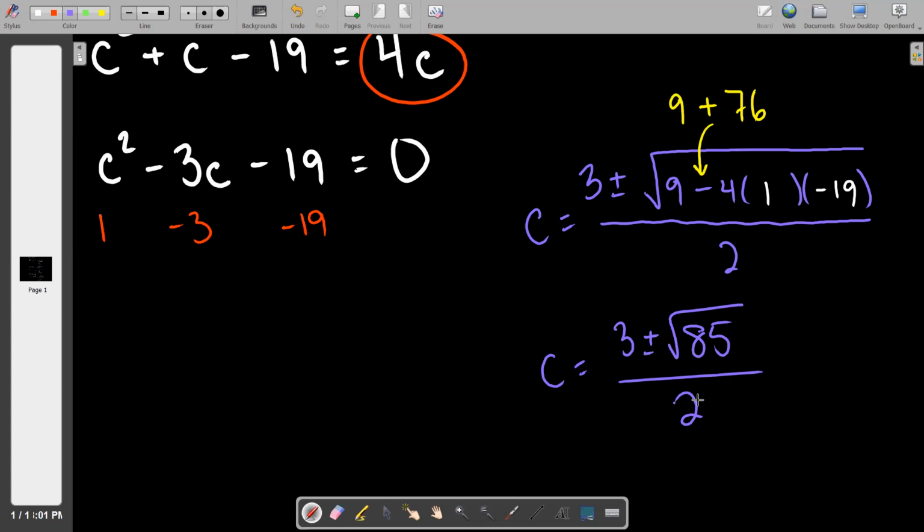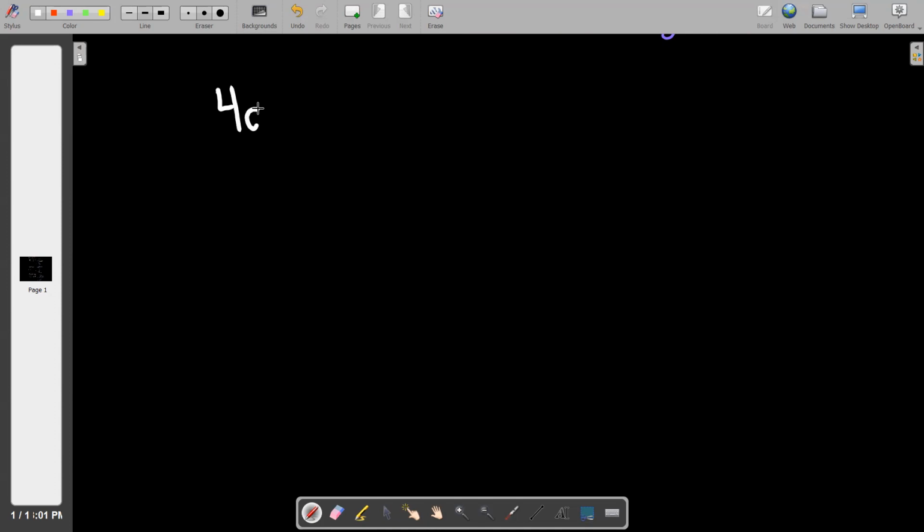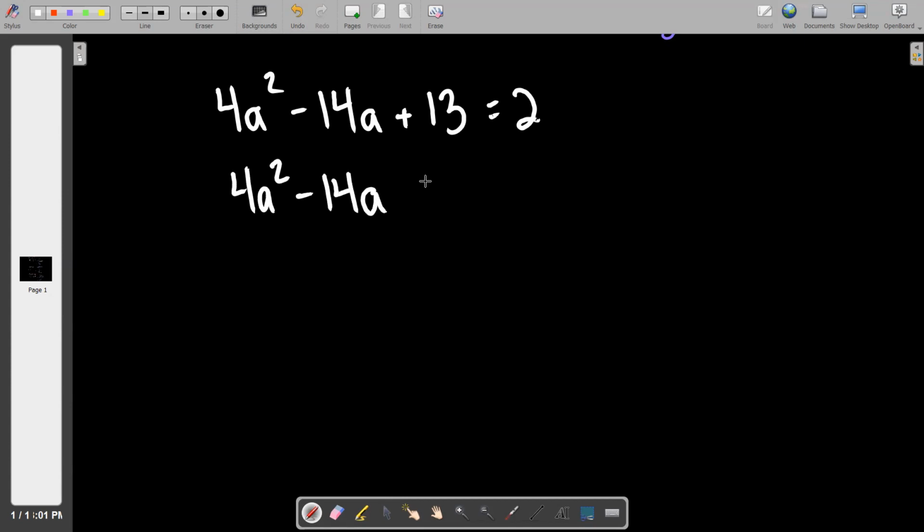Haley, are you doing okay? I think I did not. Okay. Can I start from the beginning of your problem? Is that okay? Yeah. Could you read it to me just right off the screen? Equals 2, you say. Okay. So what do we do first? So we have 4a squared minus 14a plus 11 equals 0.